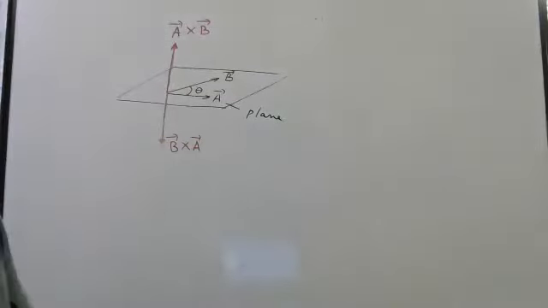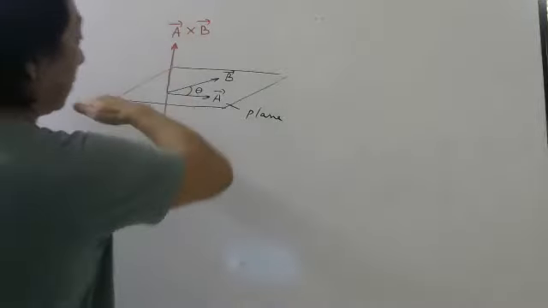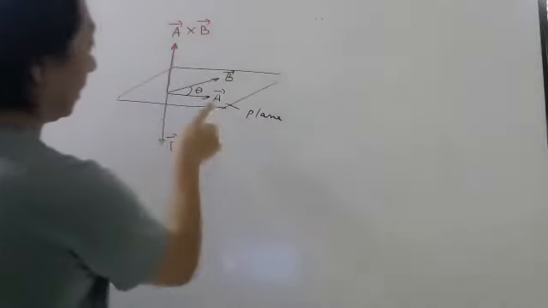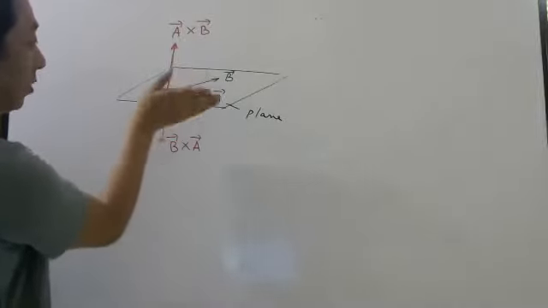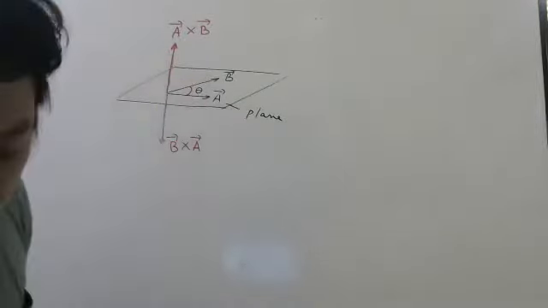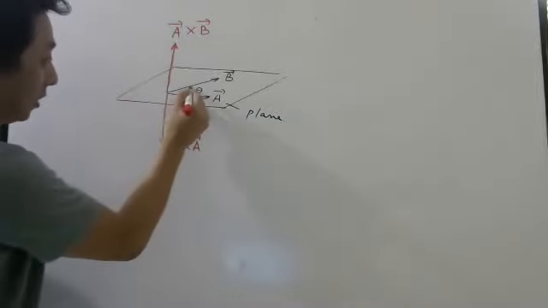First, you draw this diagram properly, very properly. The cross product will be perpendicular to the plane containing A bar and B bar. If you want A cross B, rotate this way. And if you want B cross A, rotate this way.